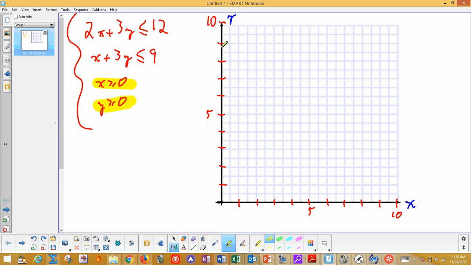The line x equals 0 is here, and I would shade that way, greater than 0. And y greater than or equal to 0 is here, and I'd shade that way. So it's really talking about this plane. Now I'm going to graph these two lines. So I'll graph this one first.